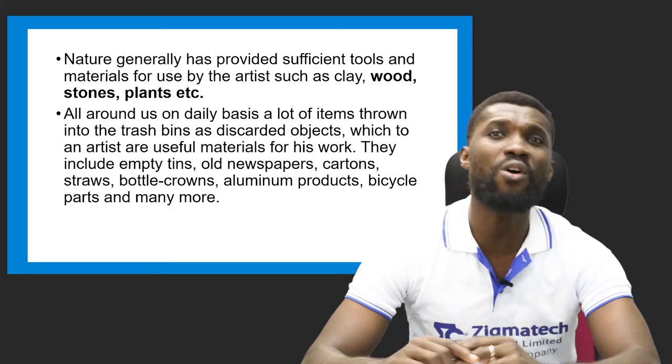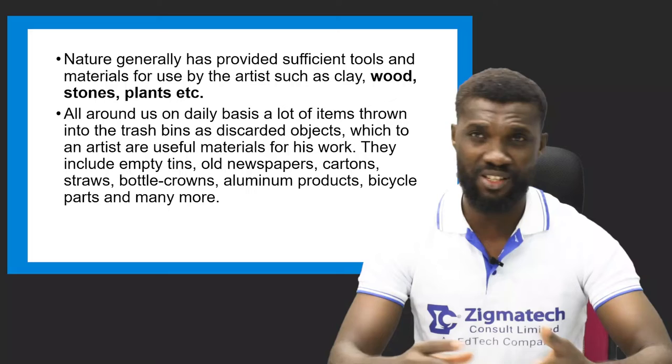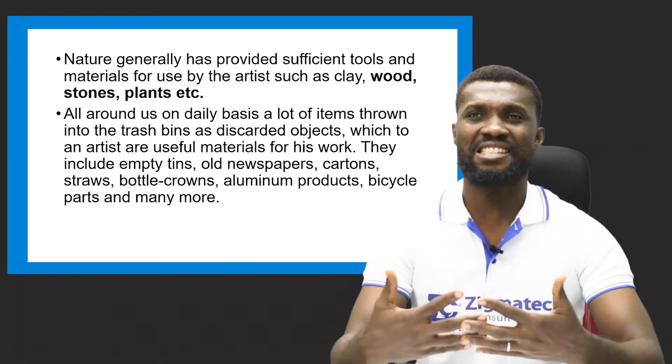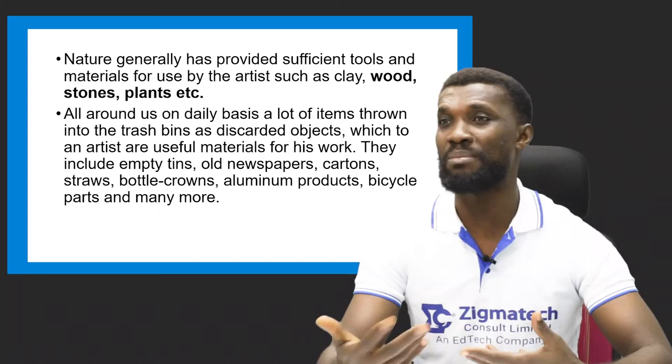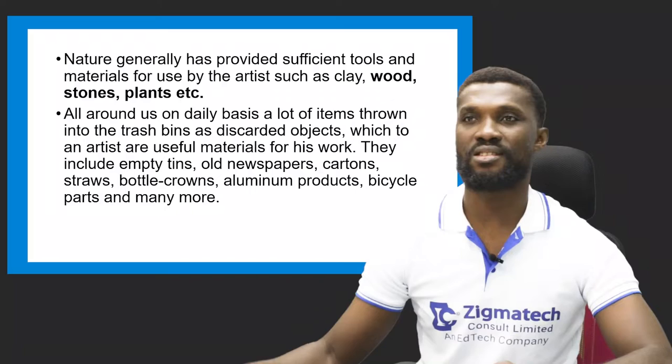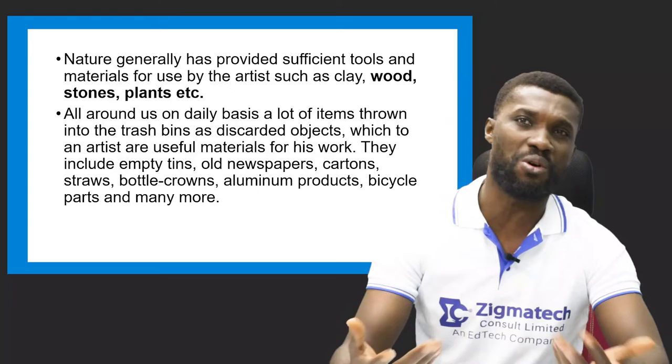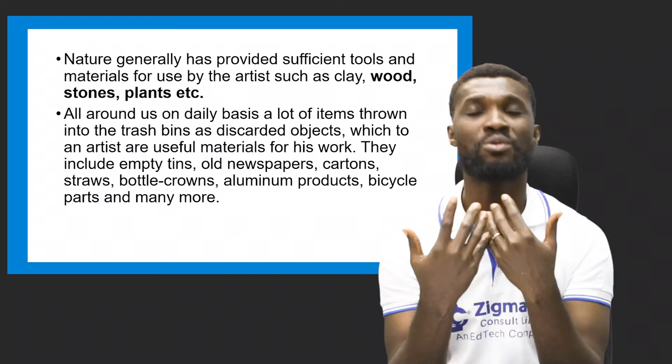Now, all around us on a daily basis are lots of items that we throw away into the trash bin and discard as wasted objects, which an artist sees as useful materials for his work. All those things you do with carton, paper, bottle, you trash them. They are very useful tools for artists. They include, like I mentioned, paper, carton, straw, bottle crown, aluminium products, even bicycle parts, to mention but a few. They are all beautiful tools that an artist can actually use to create some of his works.